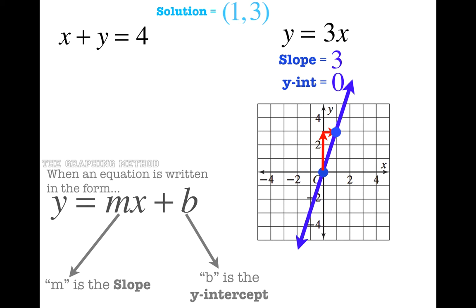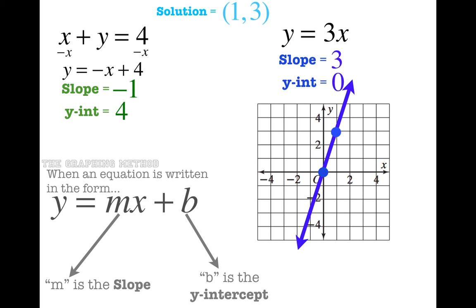I've got it graphed. Now what I need to do is take the other equation, x + y = 4, and I need to graph that on the same graph. But first, I have to get this in slope-intercept form. So I've got to get the y by itself. I've got to subtract x to the other side. Now I can see that the slope is the part in front of the x. It's like a -1, right? And then the y-intercept is 4.